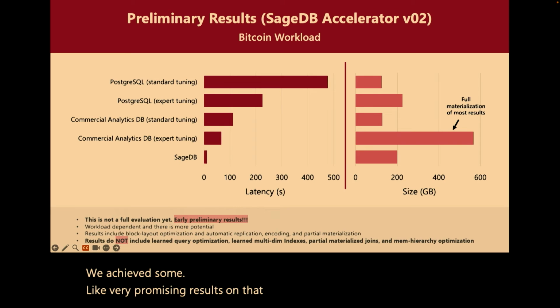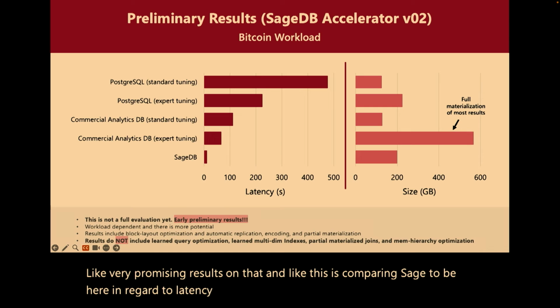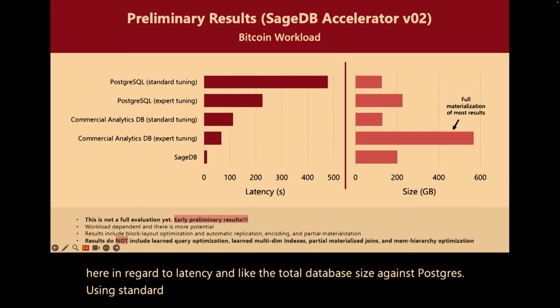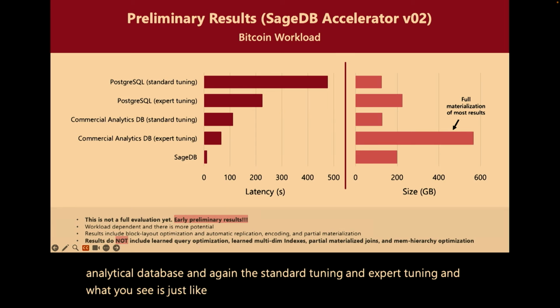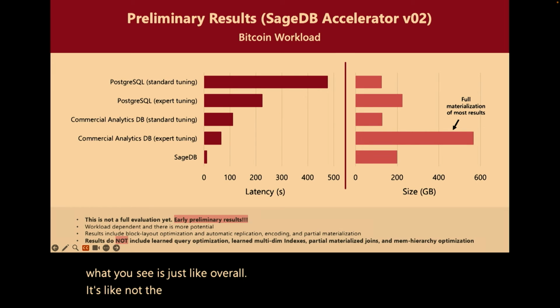And this is comparing SageDB with regard to latency and total database size against Postgres using standard tuning and having an expert tune it, and then a commercial analytical database. And again, with standard tuning and expert tuning. And what you see is that overall SageDB does pretty well. It's not the smallest in-memory storage cost, but pretty close to it.